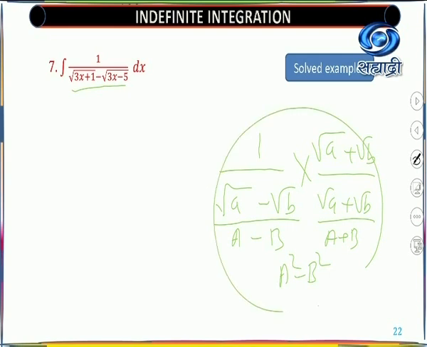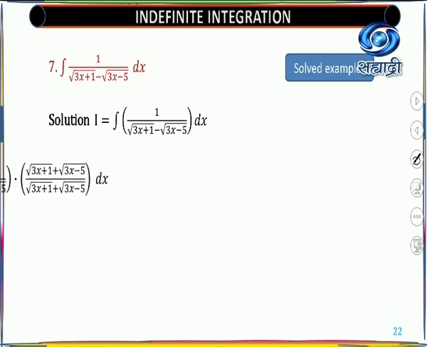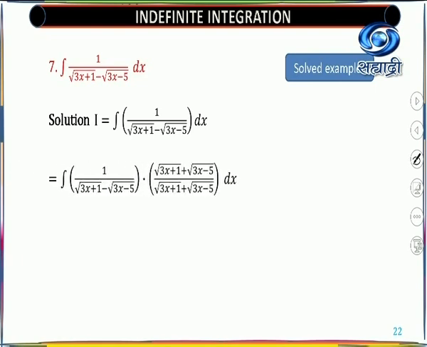So this process we are going to start here. You need to rationalize, so we'll multiply and divide by root of 3x plus 1 plus root of 3x minus 5 upon root of 3x plus 1 plus root of 3x minus 5. As I have just discussed, in the denominator you have (a minus b)(a plus b), so you will get a square minus b square, but the numerator is as it is because it is multiplied by 1. So you will get root of 3x plus 1 plus root of 3x minus 5.